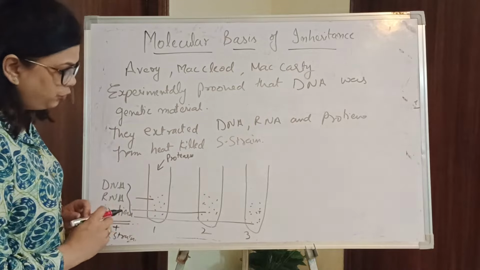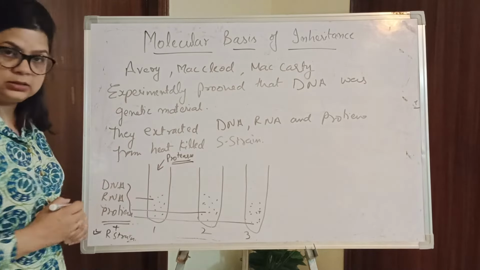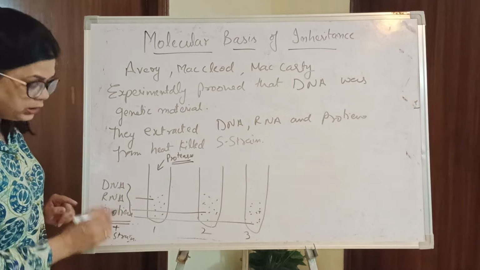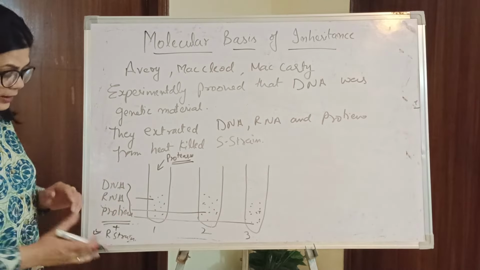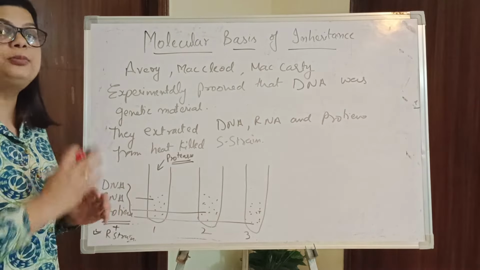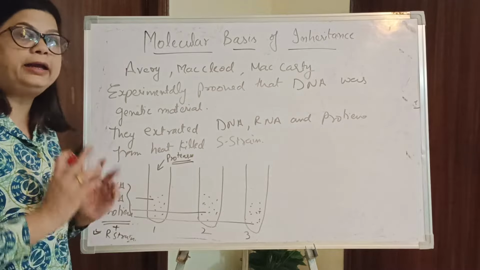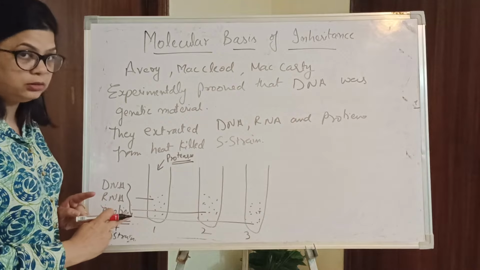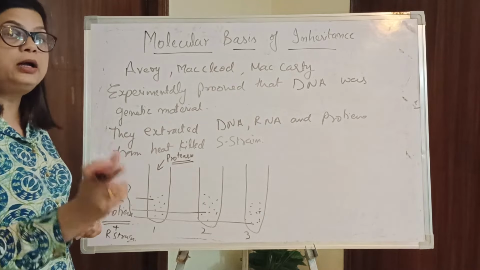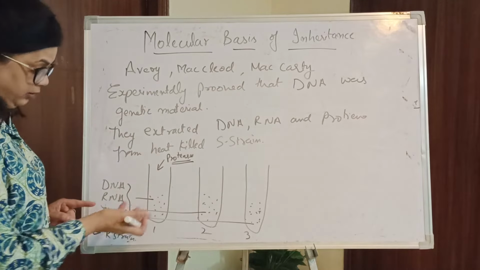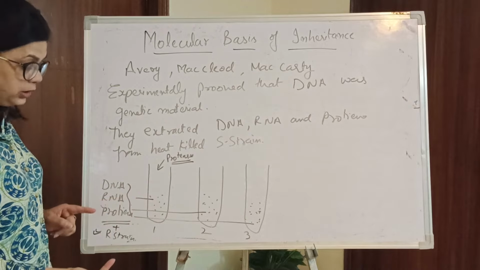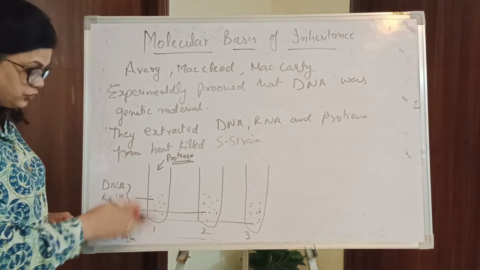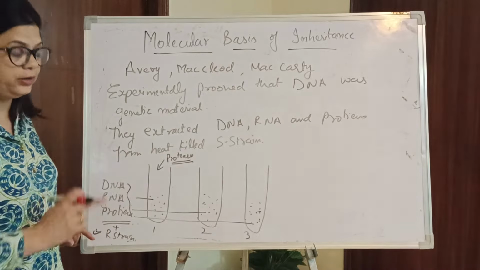In the first test tube, they added proteases. So the proteases will digest protein from the mixture, and then this mixture was injected into the mice and the mice died. That proved that it is not the protein which transformed R strain into virulent, because even when they digested protein, there is something in the mixture which is transforming R strain into virulent.